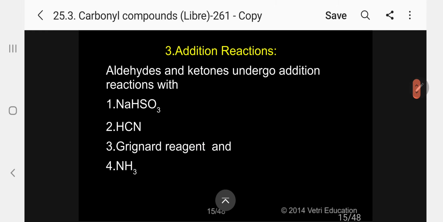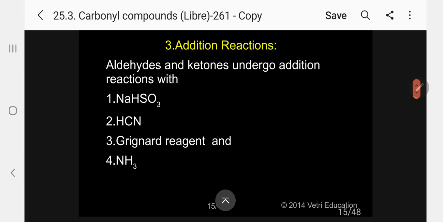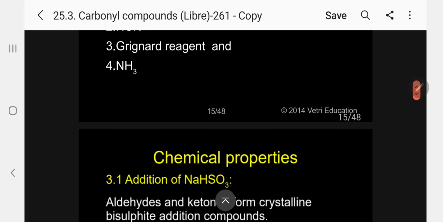So the third type of properties, I will come to addition reactions. First we have seen oxidation, second we have seen reduction, third we are going to see addition reactions. Aldehydes and ketones undergo addition reaction with sodium bisulfite, HCN, Grignard reagent, and ammonia. Depending upon the nature, the reaction will be different. Kindly follow. Let me go one by one.